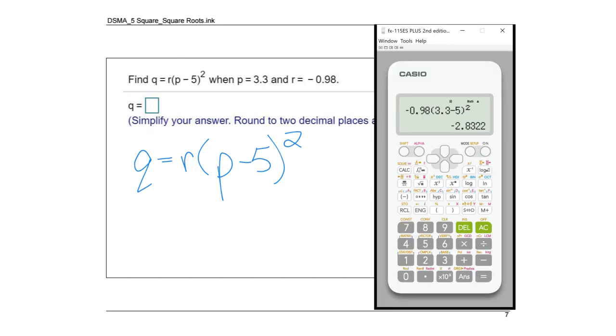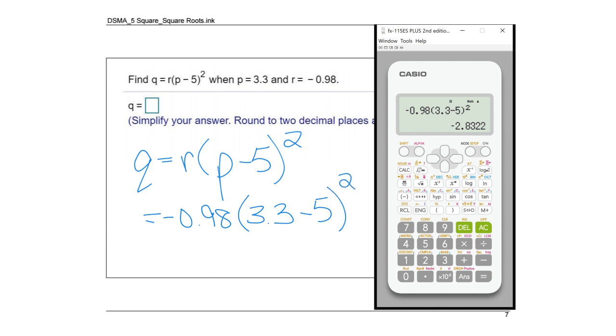Okay, let's take a look at another one that we're substituting. We have Q equals R, all times P minus 5 raised to the second power. They tell me that R is negative 0.98, and P is 3.3, so we have 3.3 minus 5 all squared.